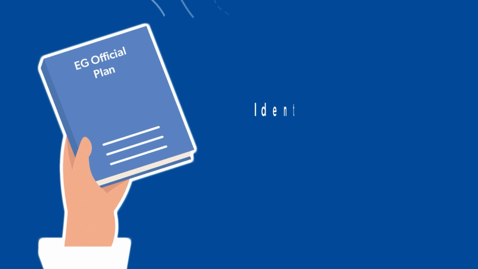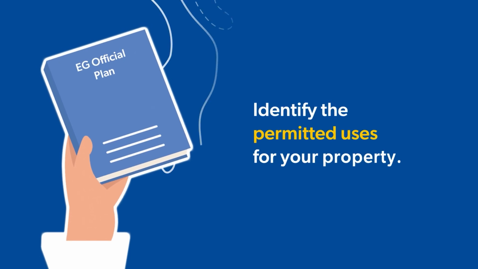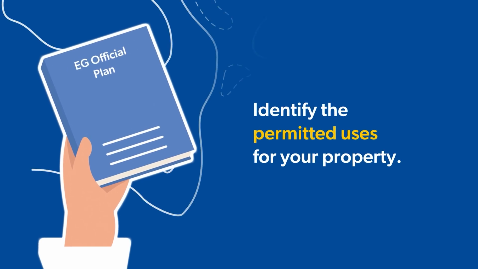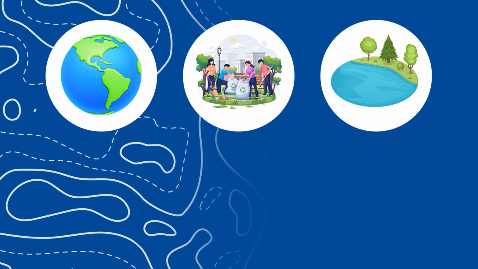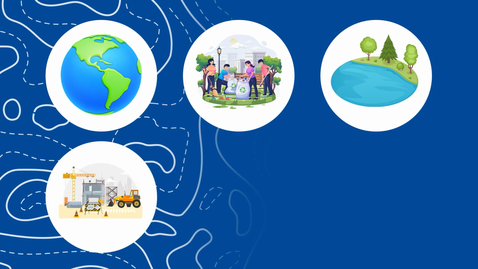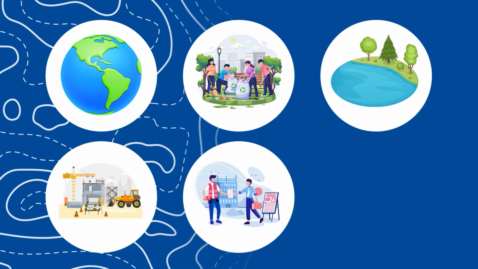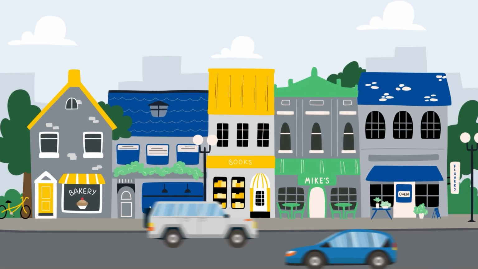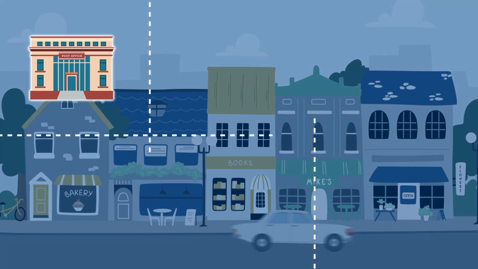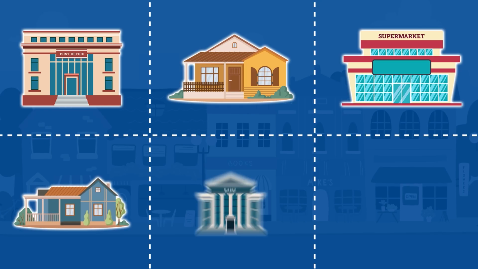The first step is to identify the permitted uses for your property as indicated in the town's official plan, which details population growth, the protection of the environment, the use and management of resources, infrastructure development, public health and safety, and land use. Whether in rural or urban areas, every parcel of land is designated for specific uses.